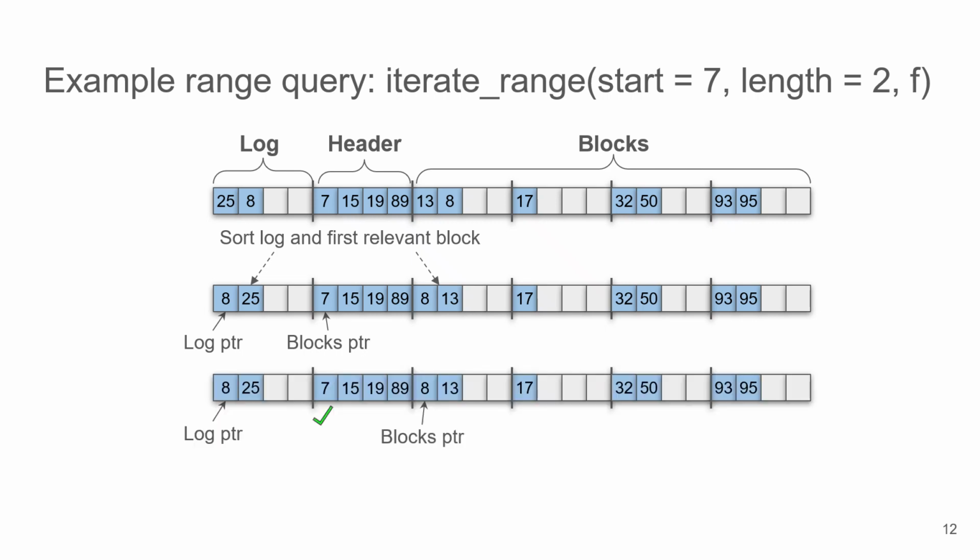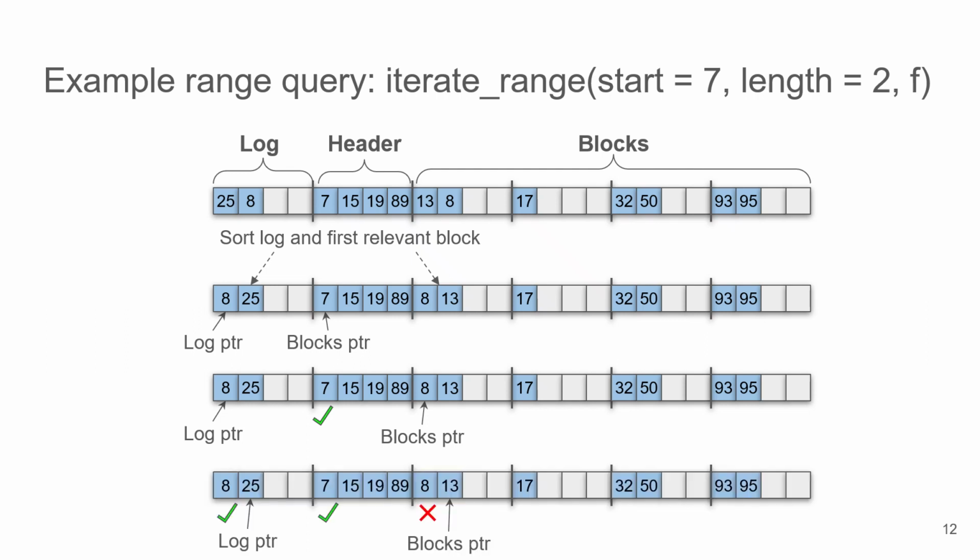So we first deal with 7, and now we have both the log pointer and the block pointer pointing at the same element, 8. Now we do know that whatever element is in the log is more recent than the element in the block, so we will take that one and we will skip over the one in the blocks.